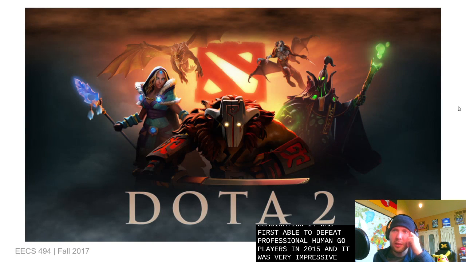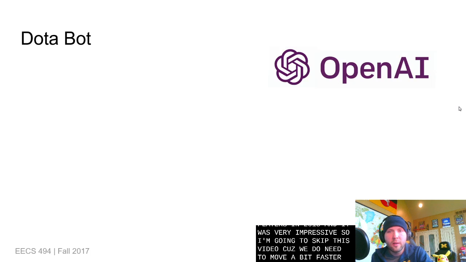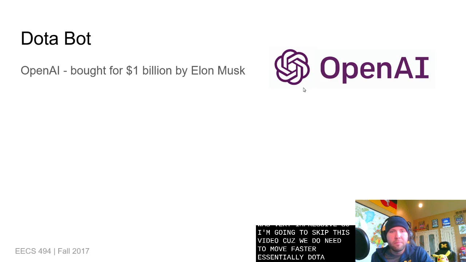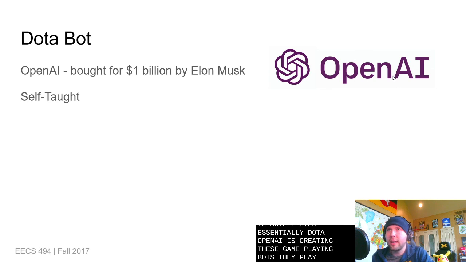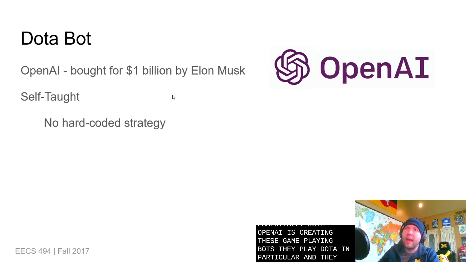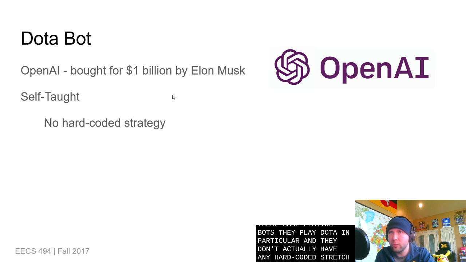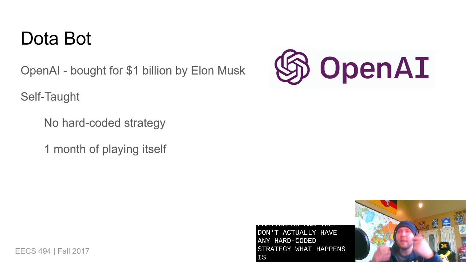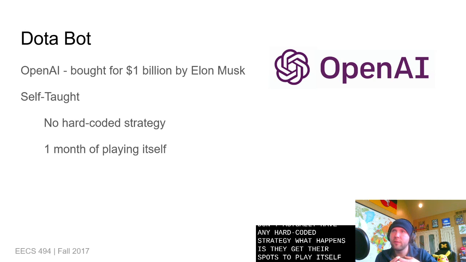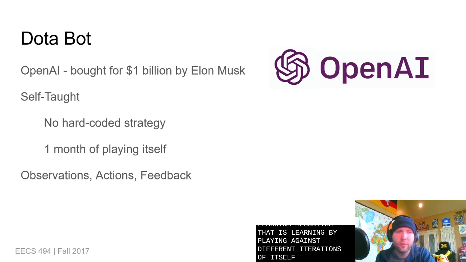So I'm going to skip this video because we do need to move a bit faster. But essentially, Dota, OpenAI is creating these game-playing bots. They play Dota in particular, and they don't actually have any hard-coded strategy. What happens is they get this bot to play itself. So you have this kind of adversarial machine learning algorithm that is learning by playing against different iterations of itself, okay? What caused me to be more successful?